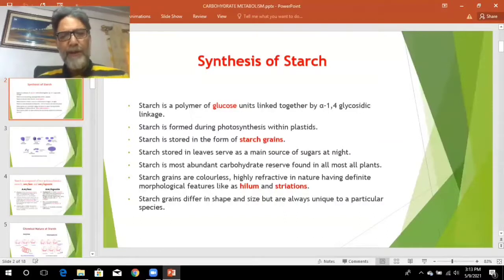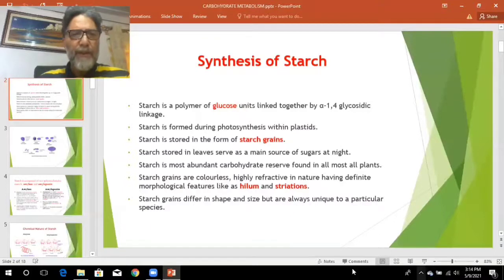Now, first of all, let's understand how these starch grains basically look. They're colorless, highly refractive in nature, having definite morphological features. They will have a hilum, a central point, which can be at the center or away from the center, and they have certain striations. When we see them morphologically, they have a shape and size which is always unique to a particular plant species, and it's also used as a morphological identification marker.